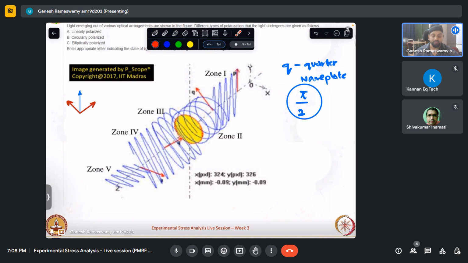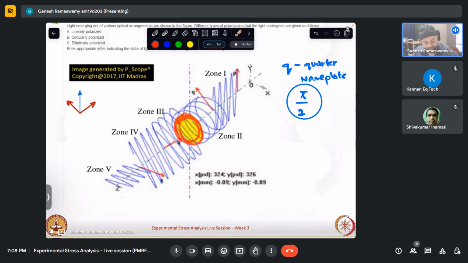Essentially, it will be tracing a circle. Which is why I said, if this is at 90 degrees, then these two elements will be kept such that the angle is equal. So that is why this essentially creates a circularly polarized light, because these two are equal.